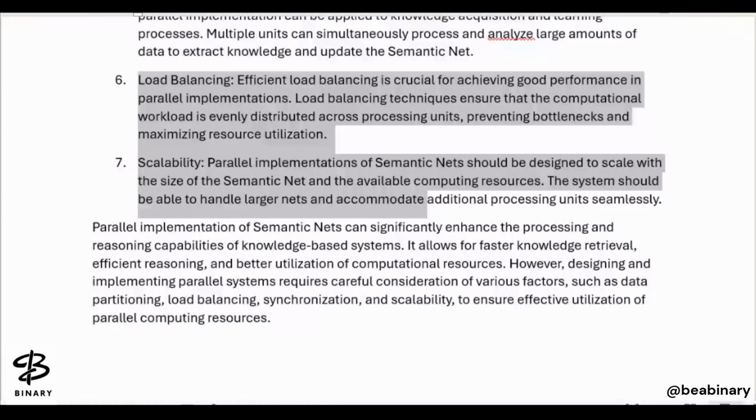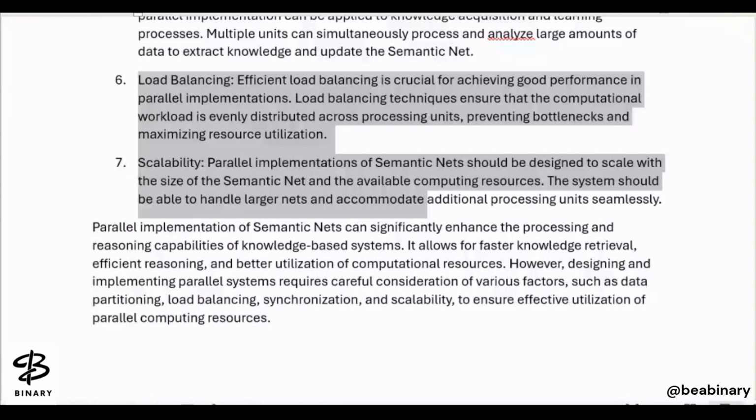Now, we are talking about scalability. Scalability is simply that the parallel implementation of the semantic network should be designed to scale so that it can be extended, so that modules can be further added with the size of the semantic network and the available computing resources. And here we are also talking about the parallel processing of data, the extending of data we are talking about; the system should be able to handle large networks and accommodate additional processing units seamlessly.